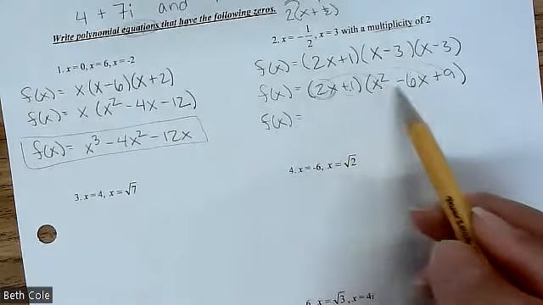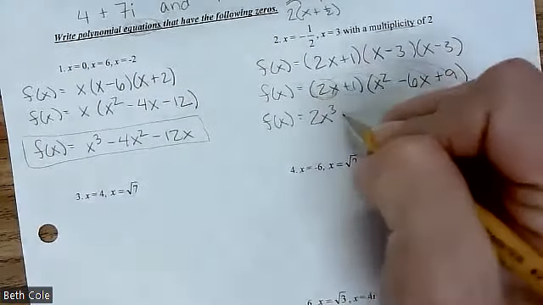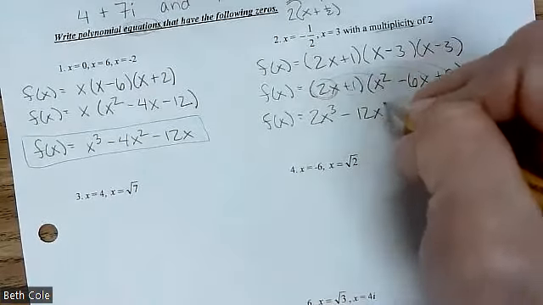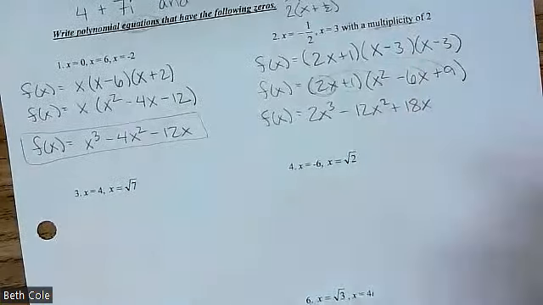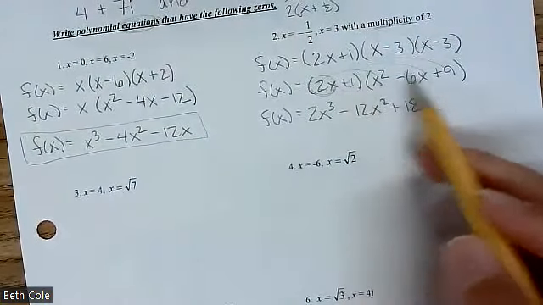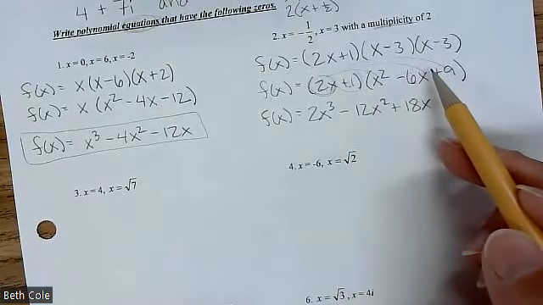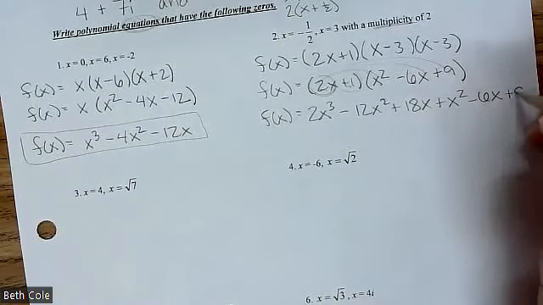Okay. So if you take 2x and distribute it through there, that's going to be 2x cubed minus what? 12x squared plus 18x. Perfect. And then you're going to take the 1 and distribute it. Now, the nice thing about 1 is if you distribute a 1, nothing's going to change. So it'll just be x squared minus 6x plus 9.